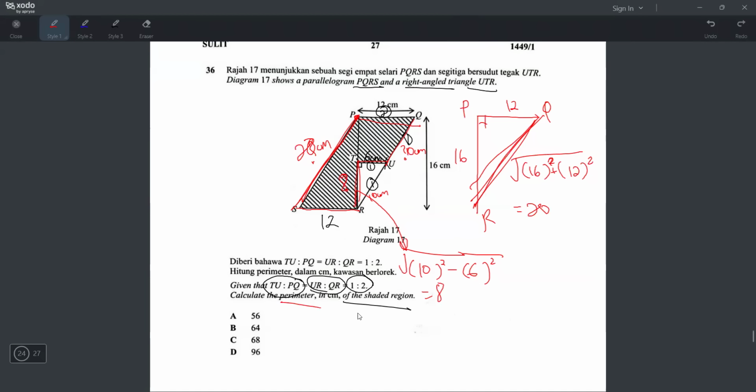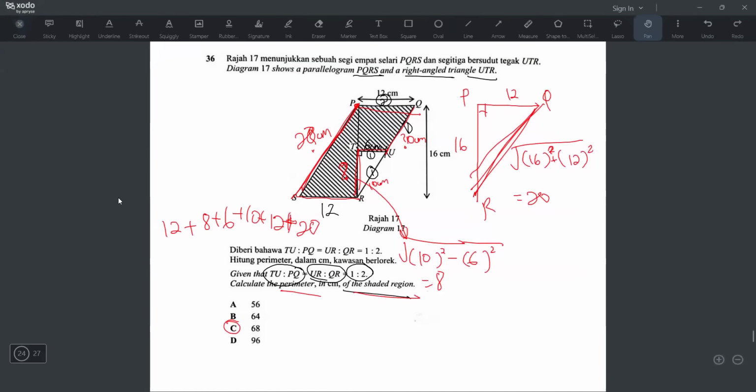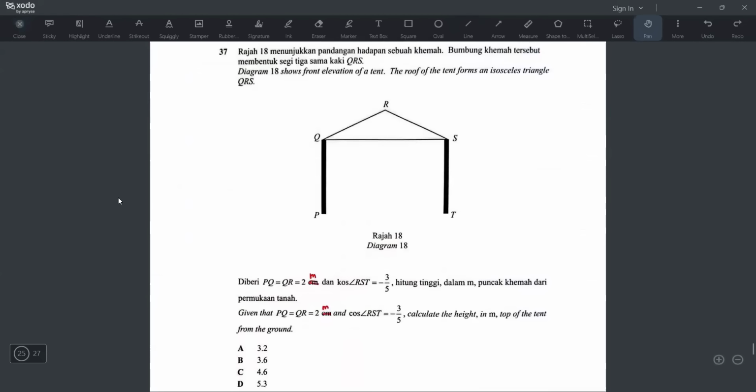Okay, now you can find the perimeter of shaded region starting from 12 tambah 8 tambah 6. Alright, 12 plus 8 plus 6. And then tambah 10 plus 12. And then the last line, 20. Okay, so tekan 12 plus 8, 20 plus 6, 26 plus 10, 36, 36 plus 12, 48 plus 20, 68. So the answer is C. Okay. Yep, can use your calculator to help you. Alright, that's all.